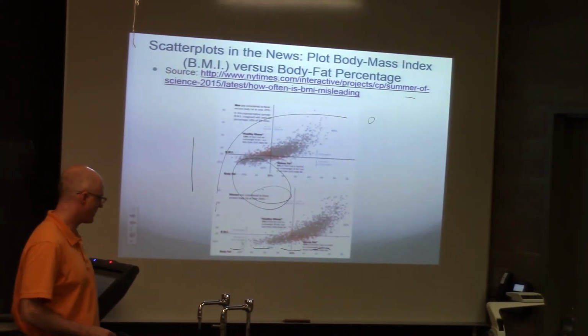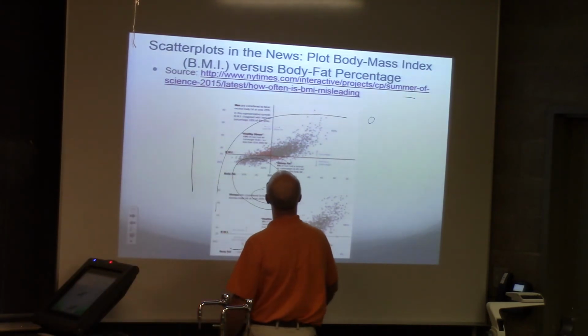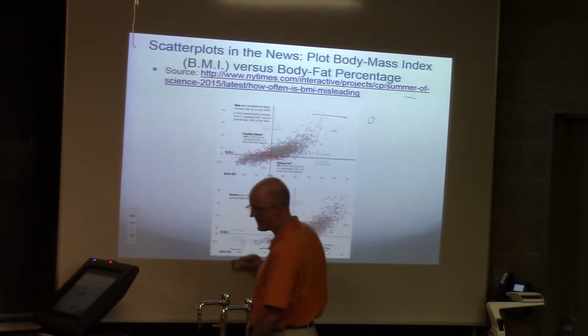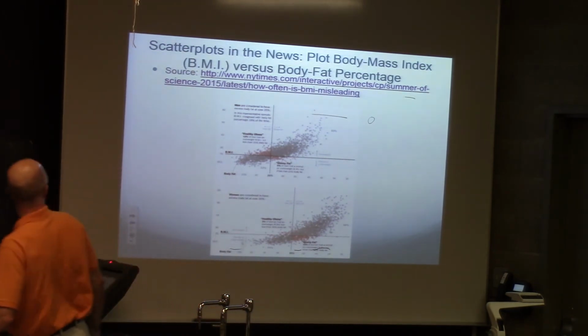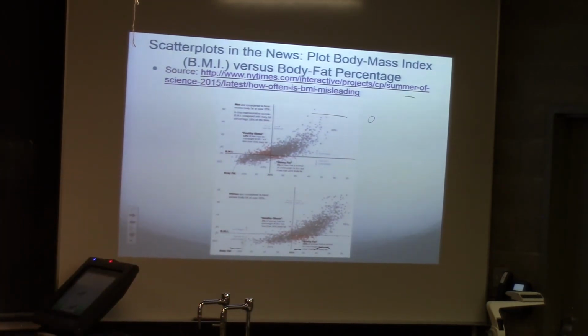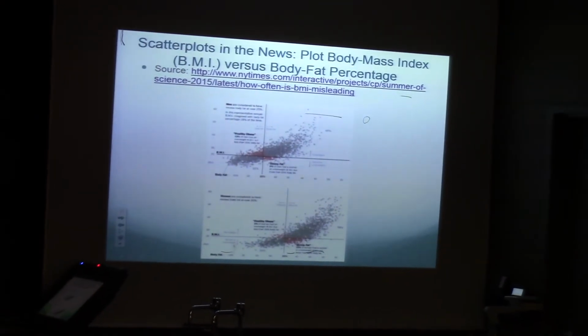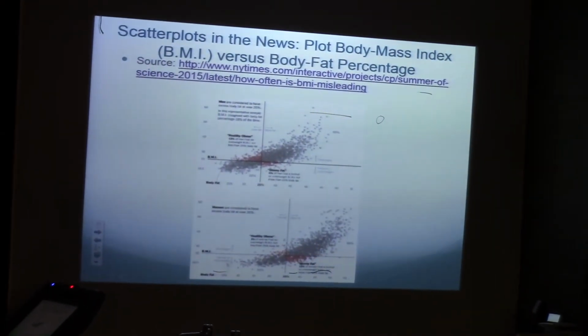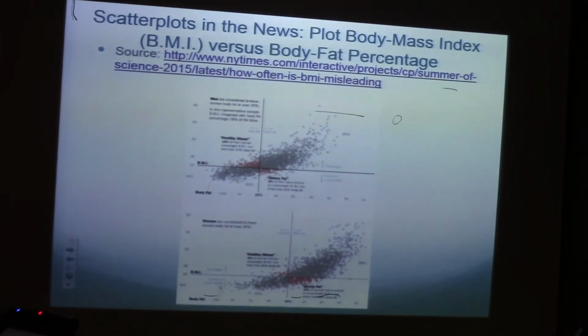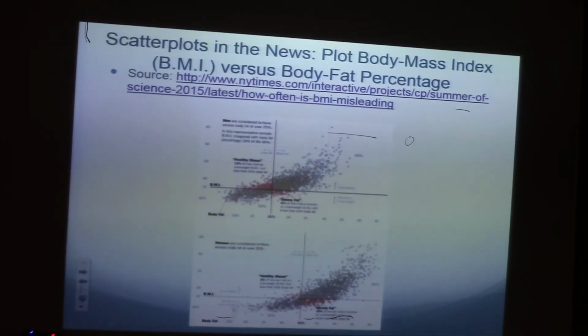Scatterplots in the news. Getting short on time here, so I don't want to spend much time on this. And it's probably too small for you to see, the words at least. I found this in, actually it's a blog post from the New York Times site just a few days ago, here in September 2015. It's about body mass index versus body fat percentage. The upper graph is for men and the lower graph is for women. Body fat percentage is the percentage of your weight that comes from fat. And body mass index is, I forget exactly, it's related to your height and your weight.